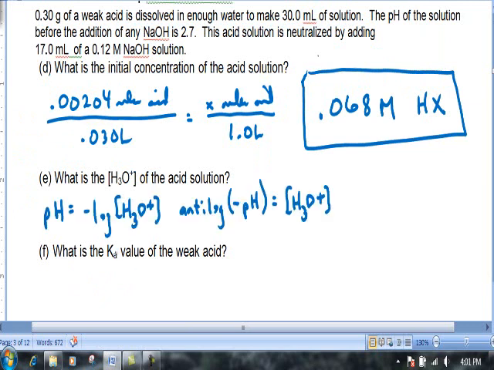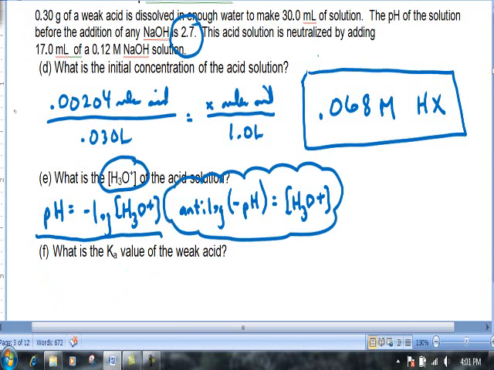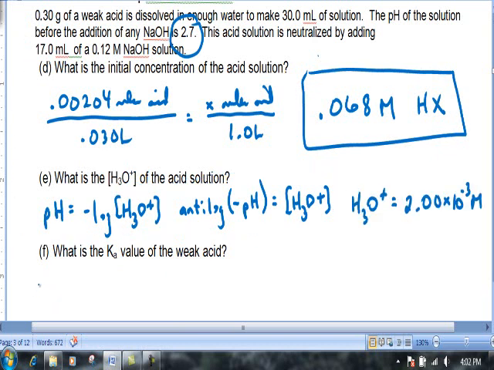The next calculation asks us to get the H3O plus of the acid solution. We measured the pH of the solution prior to adding any NaOH. Our pH was 2.7. We know that pH is the negative log of H3O plus, and the anti-log of negative pH will give us the H3O plus concentration in our solution. Solving for the H3O plus, we have our H3O plus concentration in our weak acid solution is 2.00 times 10 to the negative third molar.